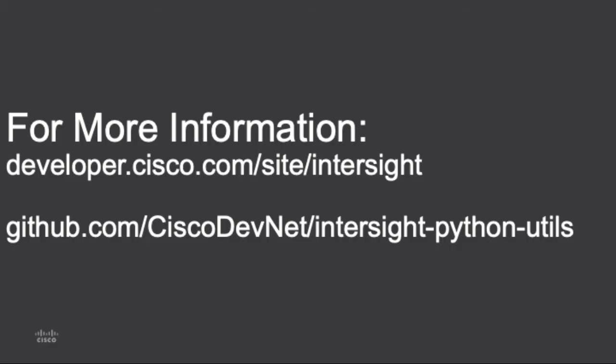So that's a quick example of using the Python SDK. A lot more information is available out at these links, developer.cisco.com as a key landing point. And then also a good example walkthrough out in GitHub at Intersight Python Utils. And really this example and many more are published out there.